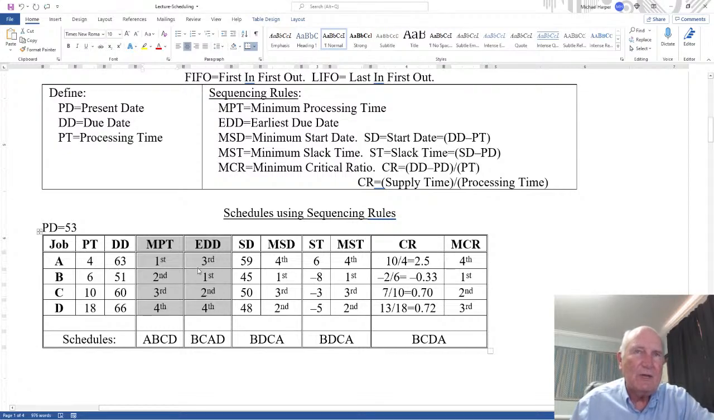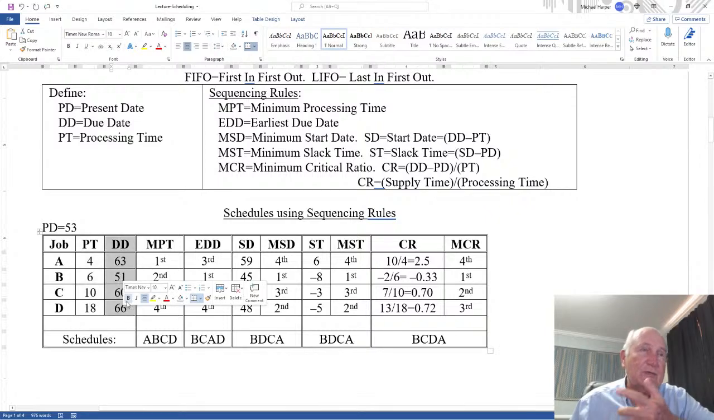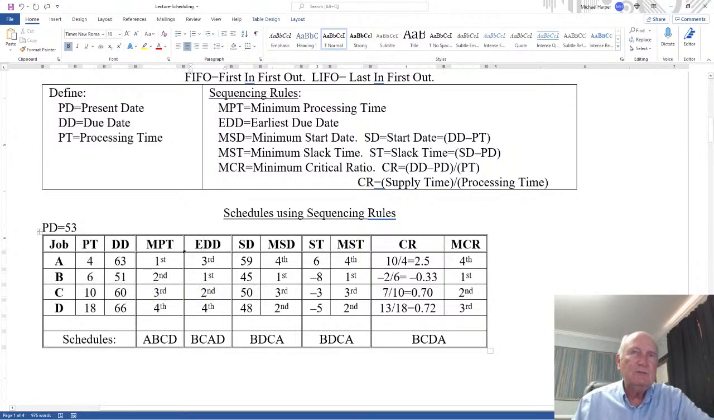Okay, and so if you have just the processing time and all the due dates are the same, you might want to use the MPT rule. If you want to take advantage of some of the properties of the MPT rule, you'll use it even if the due dates are different. Or if the processing time is the same and the due dates are different, maybe you want to do the earliest due date. Okay, so there are 2 schedules. Pretty simple, straightforward, not difficult. The MPT is ABCD, the earliest due date is BC, and then AD.